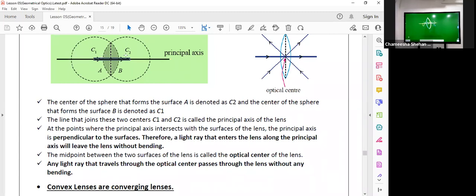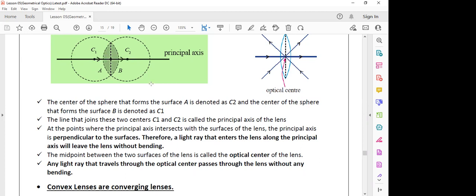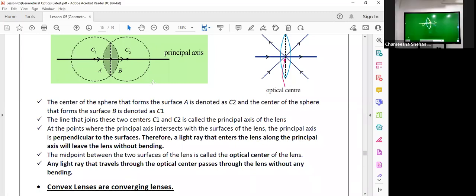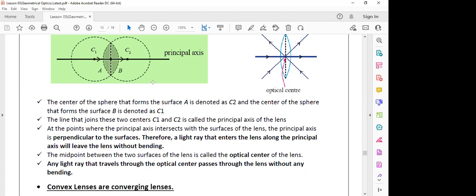Next part. At the points where the principal axis intersects the surfaces of the lens, the principal axis is perpendicular to the surfaces. Therefore, a light ray that enters the lens along the principal axis will leave the lens without bending. The midpoint between the two surfaces of the lens is called the optical center of the lens. Any light ray that travels through the optical center passes through the lens without any bending.